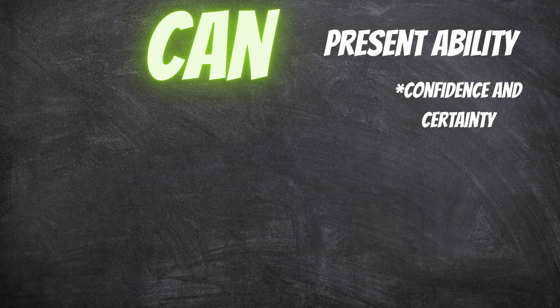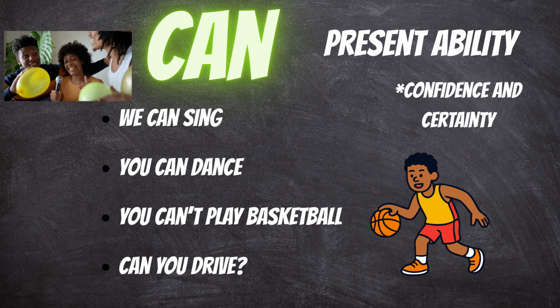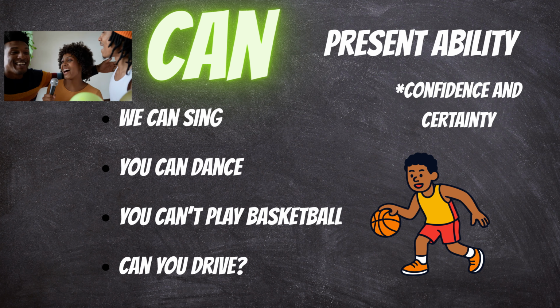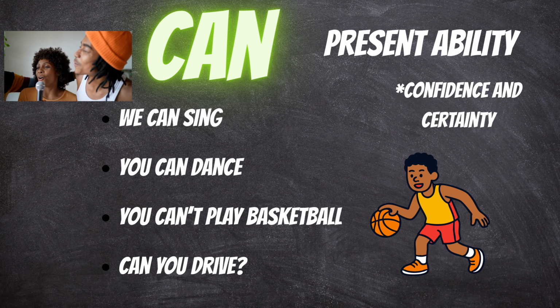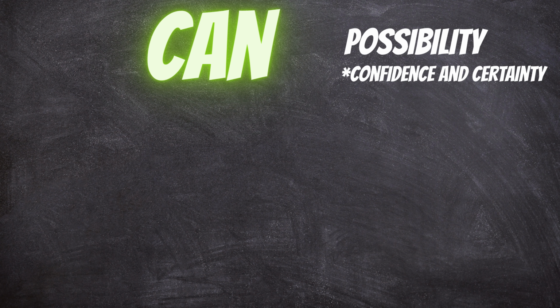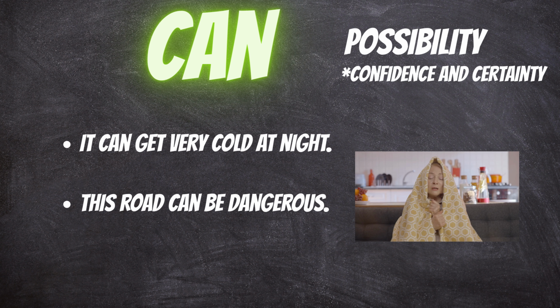Can is used to talk about present ability, specifically with confidence and certainty, like in these examples. We can sing, you can dance, you can't play basketball, can you drive? Another use is to talk about possibility, also with confidence and certainty that something is possible. It can get very cold at night. This road can be dangerous.